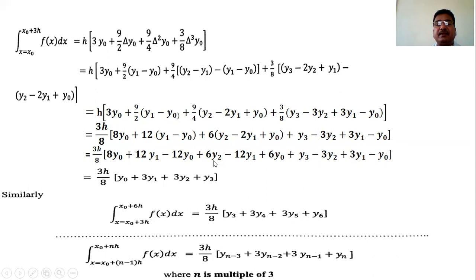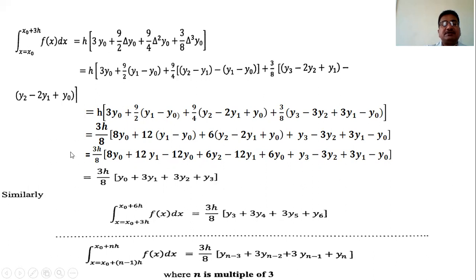We have this, and then after calculation, we have this answer. So this is the integration over the first 3 intervals. Then take the next 3 intervals, x0 plus 3h to x0 plus 6h. And what are the endpoints? x0 plus 3h endpoint, the value of y is what? y3. Then y4, y5 and y6. These are the values at the endpoints over these 3 intervals.